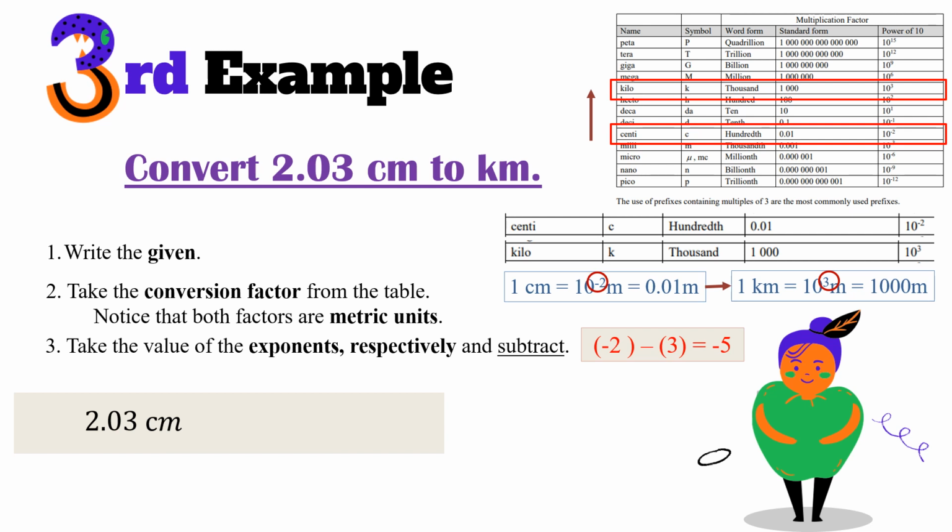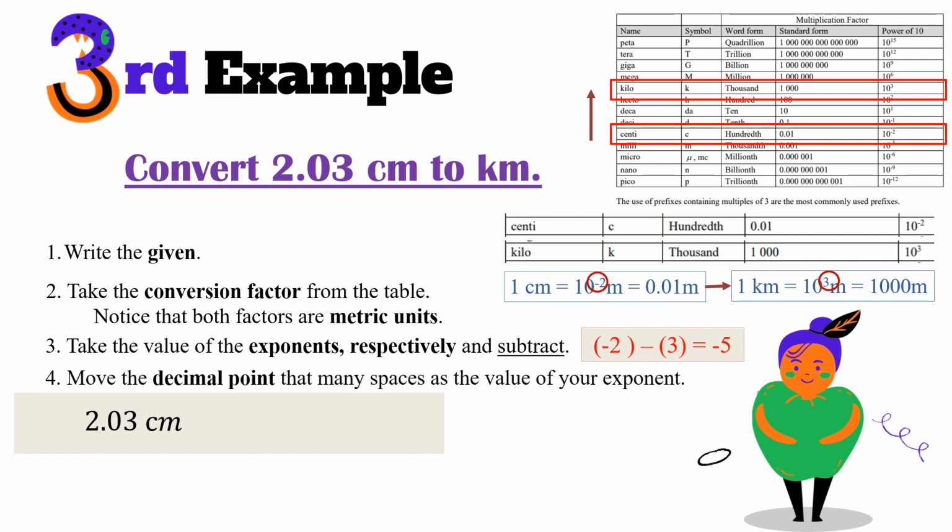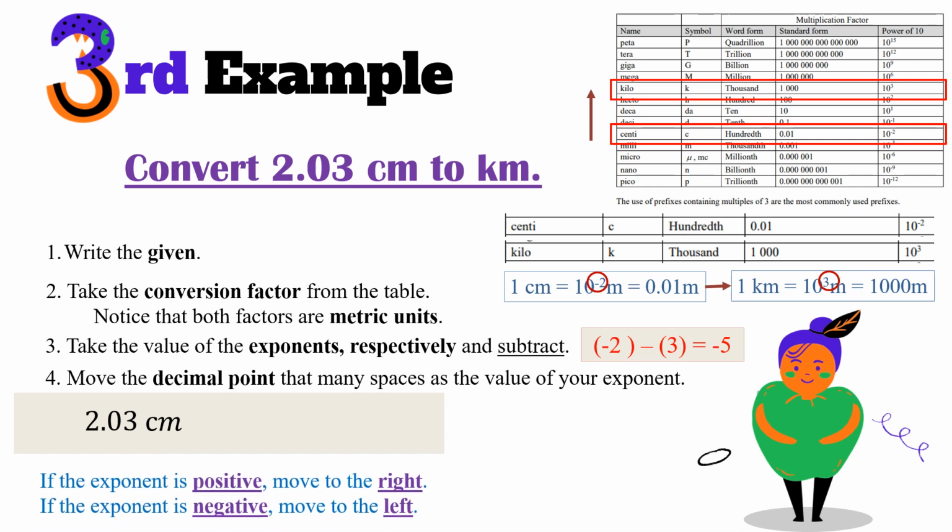Now you have to move the decimal point that many spaces as the value of your exponent. Your exponent now here is negative 5. So you move your decimal point 5 times going to the left since the exponent is negative. Okay, so 2.03 centimeters is equivalent to 0.0000203 kilometer.